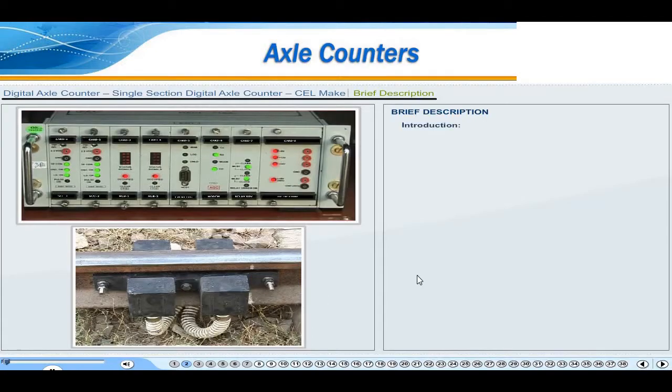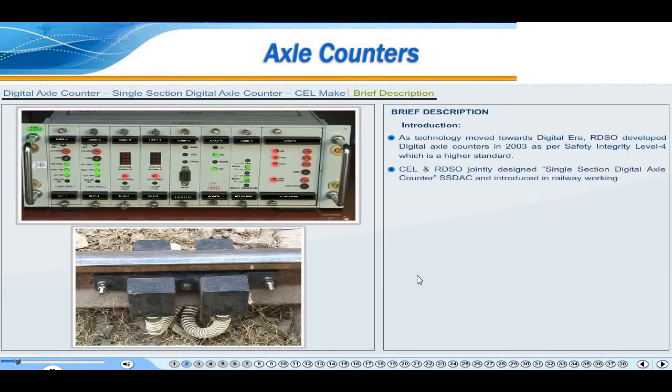Description. Introduction. As technology moved towards the digital era, RDSO developed digital axle counters in 2003 as per Safety Integrity Level 4, which is a higher standard. CEL and RDSO jointly designed the single-section digital axle counter, SSDAC, and introduced it in railway working. Features of SSDAC are given below.